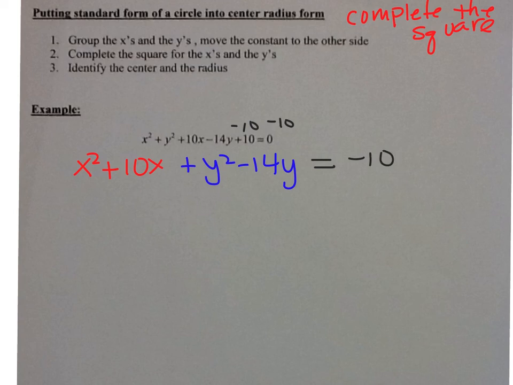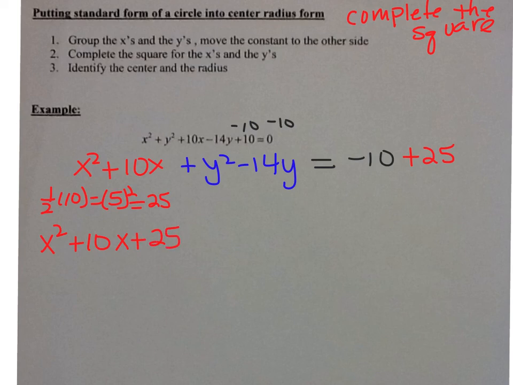All right, so now I'm going to complete the square for the x's. So I'm going to do half of 10. Half of 10 is 5. Squared is 25. And we're going to add that to both sides. So I'm going to put the 25 here on the right. And I'm going to rewrite the x's as x squared plus 10x plus 25. And then I'm going to factor, right? So we get (x plus 5)(x plus 5), which is (x plus 5) squared.